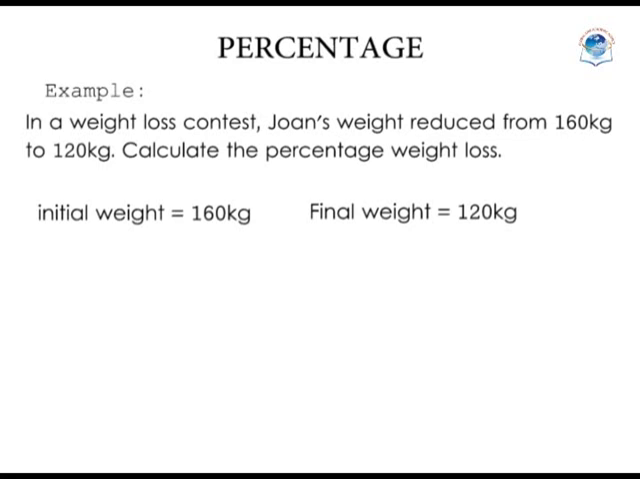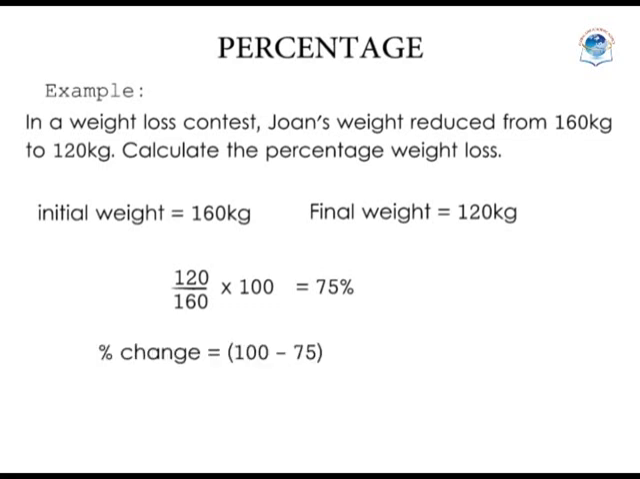Alternatively, we can express the final weight as a percentage of the initial weight, and then we subtract it from 100. So 120 over 160 times 100 will give us 75%. So 100 minus 75 will give us 25%. Same answer.